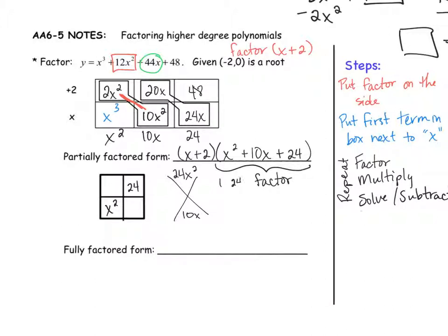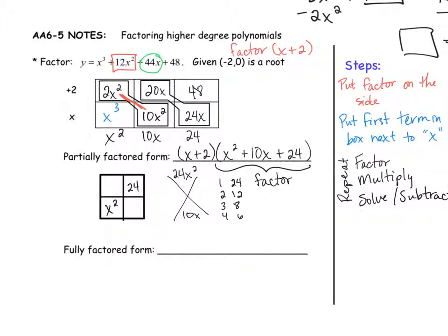1 and 24. 24 divided by 2 is 12. 24 divided by 3 is 8. 24 divided by 4 is 6. 24 is not divisible by 5, and then we're back to 4 and 6, which means we're repeating a set of factors.